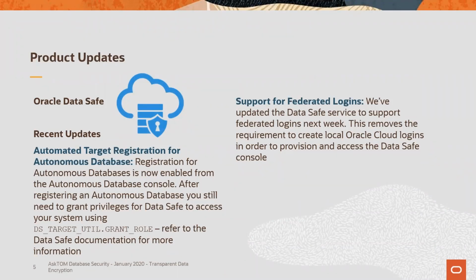In this recent update, we've made it easier for autonomous databases to be registered with Data Safe. Now it's enabled through the Autonomous Database Console, and there's a procedure to grant additional privileges to your system. So if you're using Oracle Data Safe and you're looking at Autonomous Database, please go out there and look at that dashboard, look at how easy it is to register and to connect with Oracle Data Safe. And if you need to grant some additional privileges, take a look at the documentation, because there's this procedure, DS target util, to grant role, to grant some of those finer privileges that you might want to grant on your database.